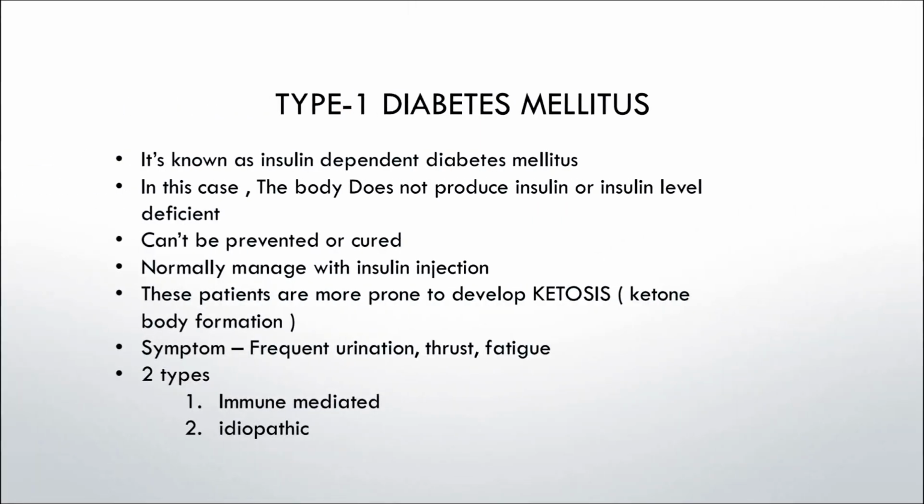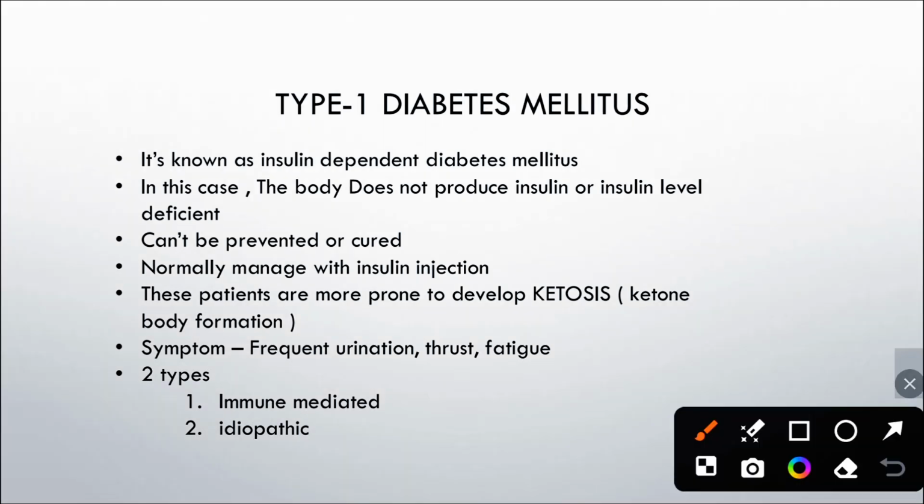Then type 1 diabetes mellitus. It's known as insulin dependent diabetes mellitus. In this case, the body does not produce insulin or the insulin level is deficient. It cannot be prevented or cured. It is normally managed with insulin injections. These patients are more prone to develop ketosis, meaning ketone body formation in our body. Symptoms are frequent urination, thirst, and fatigue. These are of two types: immune-mediated and idiopathic.